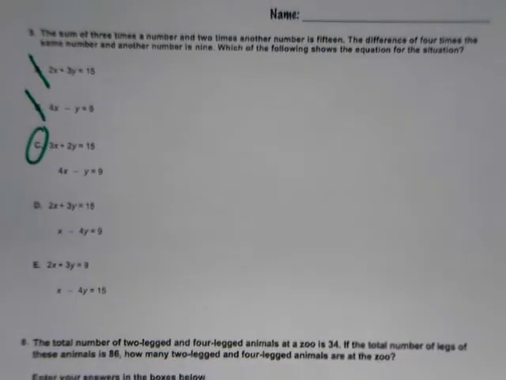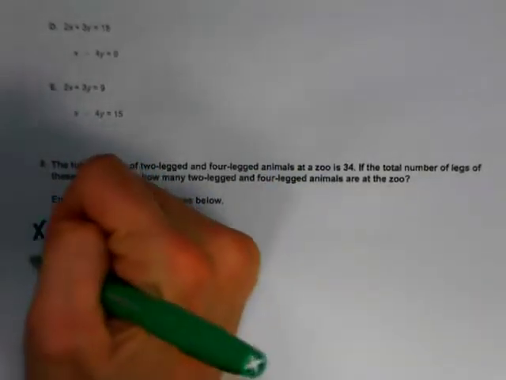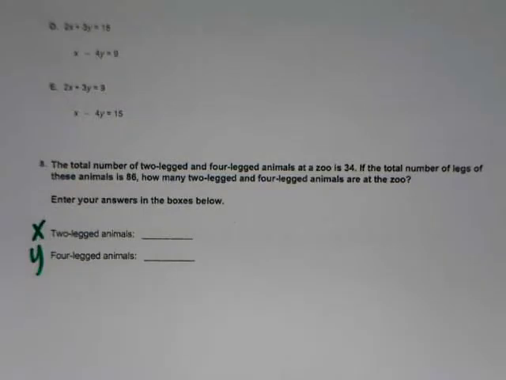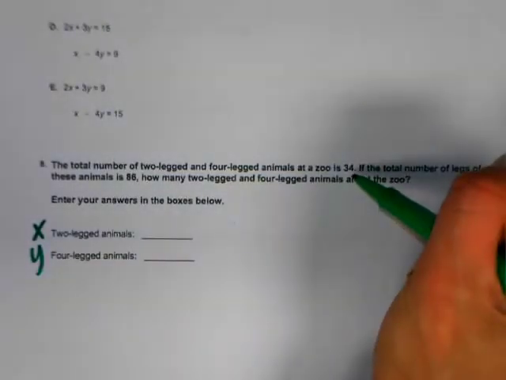The total number of 2-legged and 4-legged animals at a zoo is 34. If the total number of legs of these animals is 86, how many 2-legged and 4-legged animals are at the zoo? So I'm going to make 2-legged X and 4-legged Y. So 2 totals happening. We know that the total number of animals, period, is 34. It doesn't matter how many legs they have, just the total number of animals. And then we have a total number of legs, so then it would matter how many legs each one has. Okay, so if I just know that the total number of animals is 34, how would I write that?